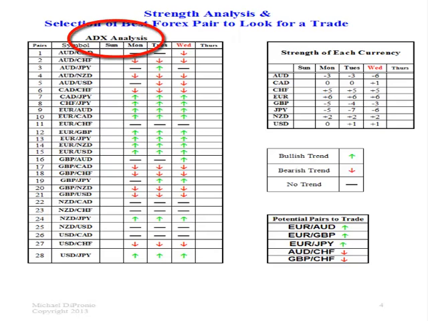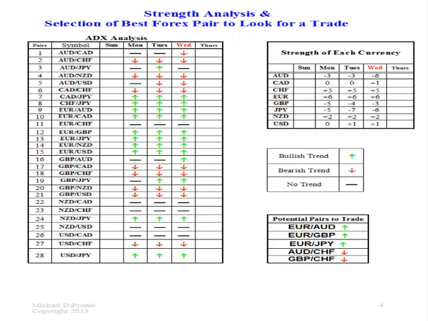In the table on the left, we'll make a notation when a pair has a green ADX. If the ADX was red, there isn't a trend, so we'll just put a dash. If the trend is bullish, this means the price is increasing, and we put a green up arrow. If the trend is bearish, it means the price is decreasing, and we put a red down arrow.